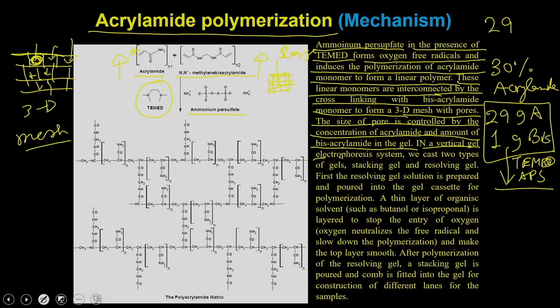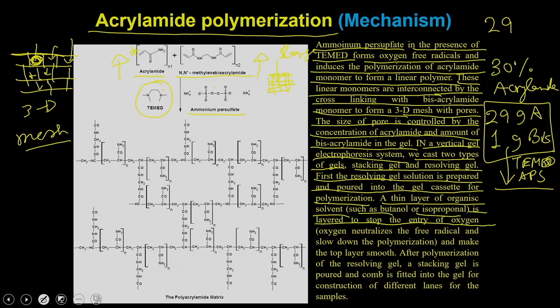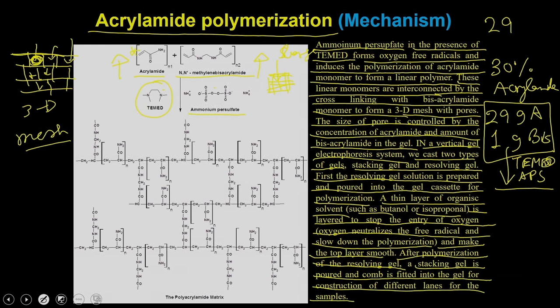In a vertical gel electrophoresis system, we cast two different types of gel: the stacking gel and the resolving gel. First, the resolving gel solution is prepared and poured into the gel cassette for polymerization. A thin layer of organic solvent such as butanol or isopropanol is layered on the top to stop the entry of oxygen. Why is it so? Because oxygen neutralizes the free radicals and slows down the polymerization, and the layer also makes the top surface smooth. After polymerization of the resolving gel, a stacking gel is poured and the comb is fitted into the gel for construction of the different lanes for the samples.